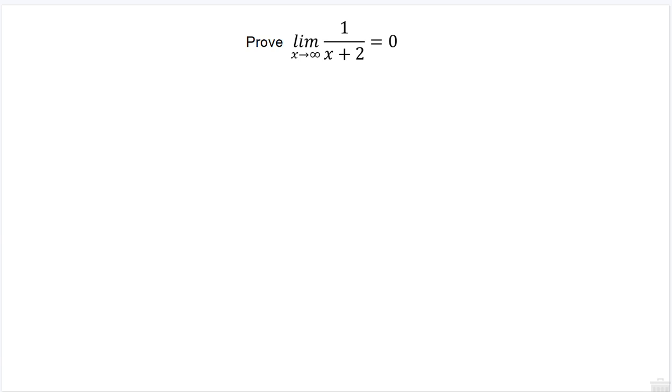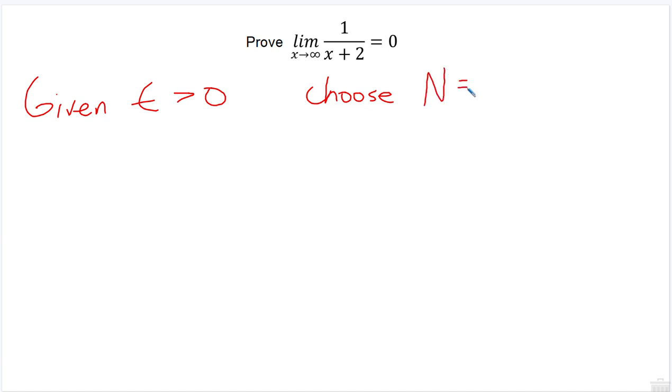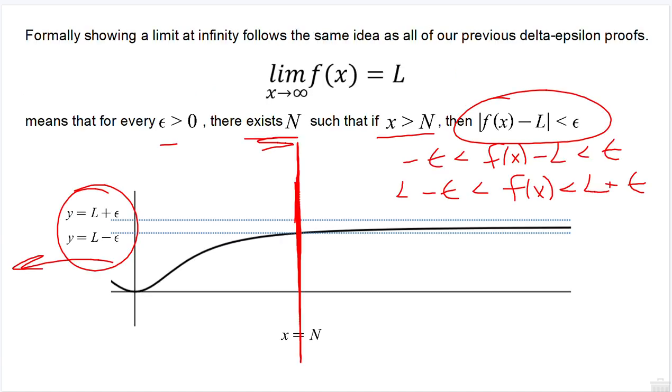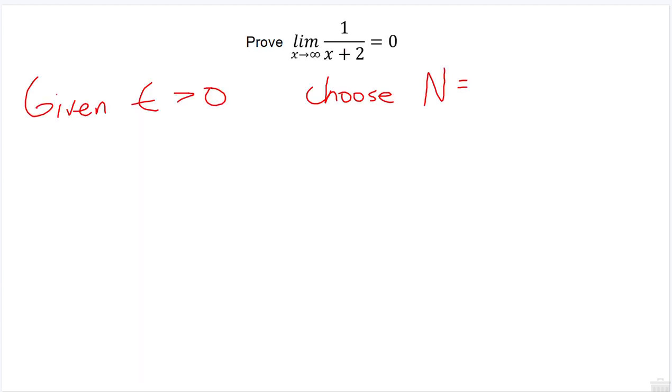So we'll start like we start all of these with a given. Our given is that epsilon is greater than 0, right? And we need to choose, instead of choosing a delta, now, which is nice, now you don't have to worry about writing that lowercase delta. We're going to choose n is equal to something. We don't know what it is yet. And we are going to suppose that, just like we had over here, that x is greater than n.